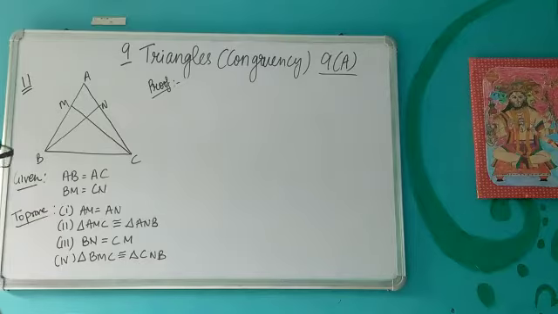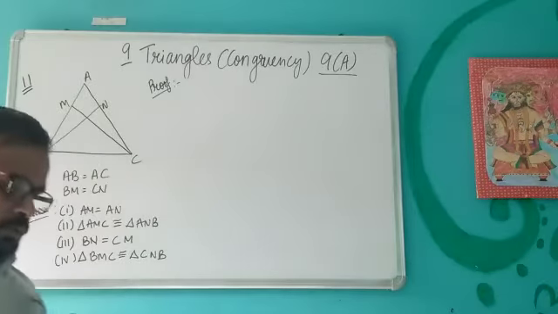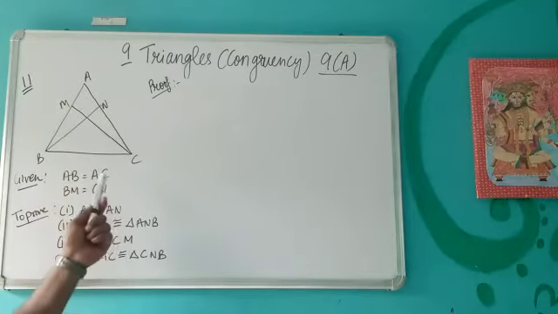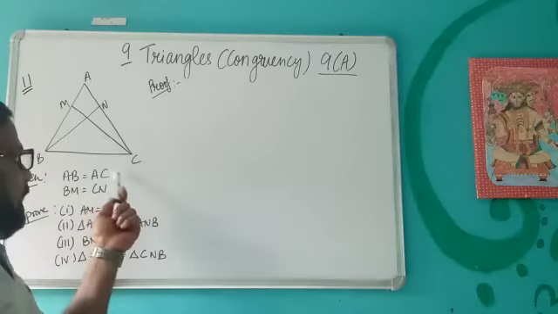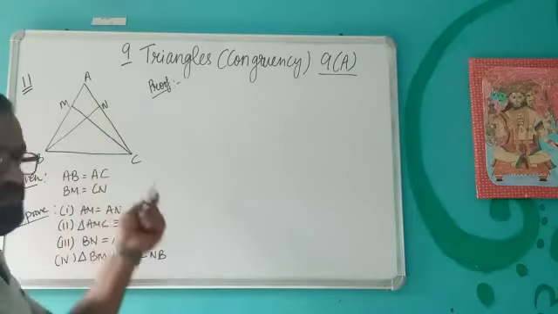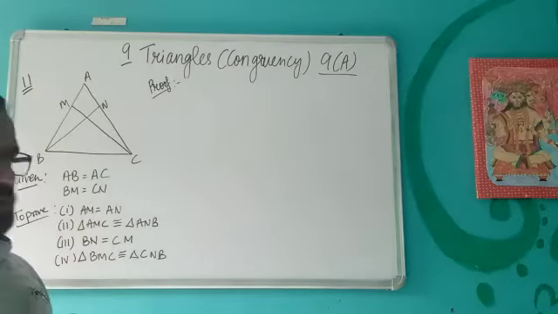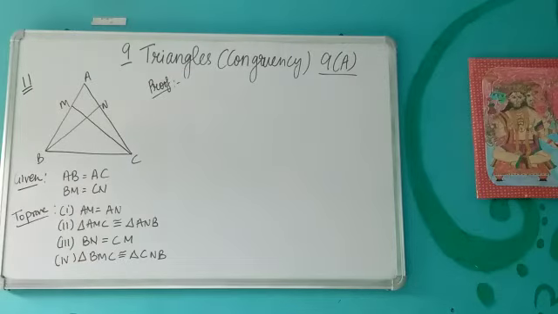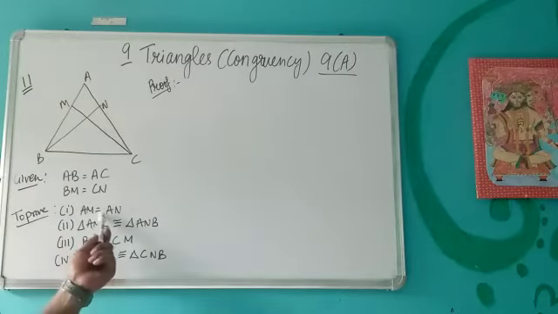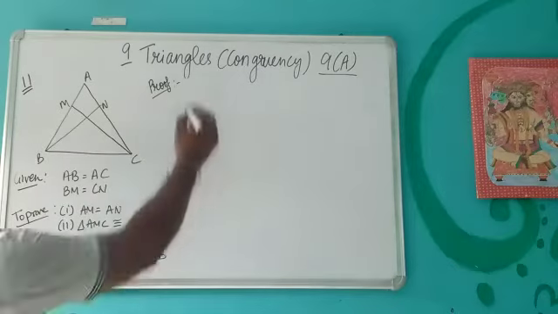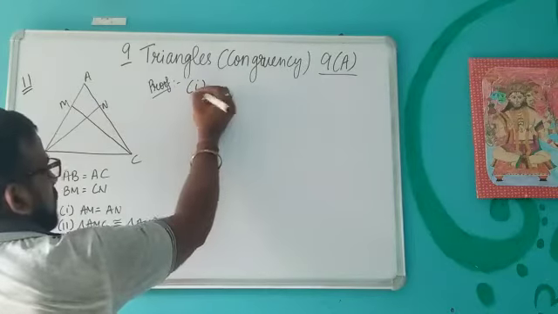Okay, let's check out one more question. In this it is given that ABC is a triangle. Then what else is given? AB equal to AC and BM equal to CN. So with the help of this, what we have to prove? We have to prove these four parts. So let's start for the very first part.